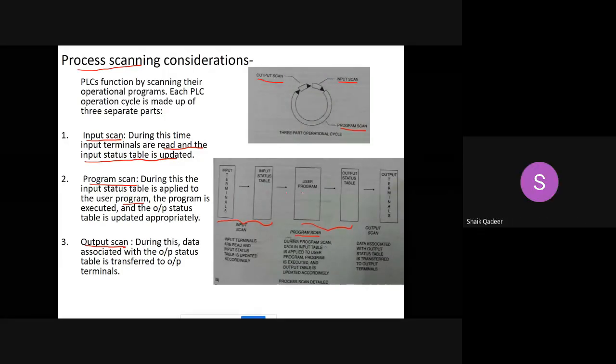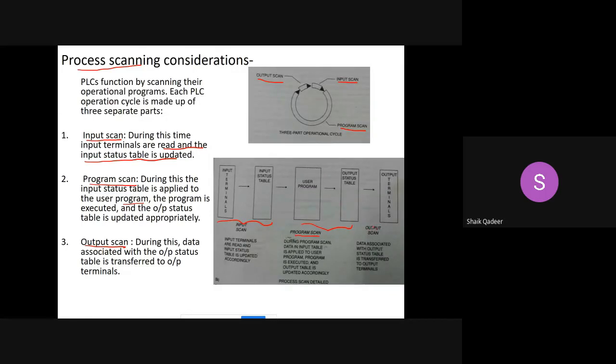In the last scan, which is called the output scan, only one thing happens: reading from the output status table and making the output terminals update accordingly. That is, data associated with the output status table is transferred to the output terminals. So in the case of output scan, soft-form output information is moved into hard form. Is it clear?